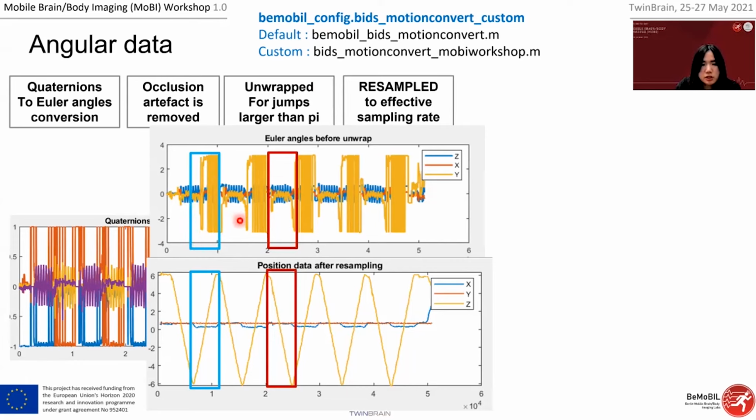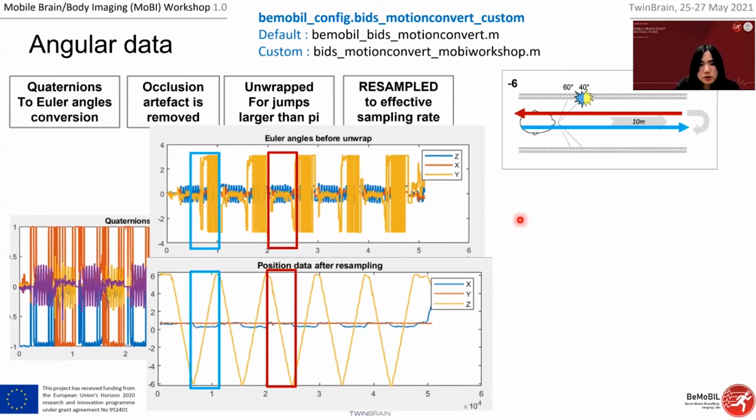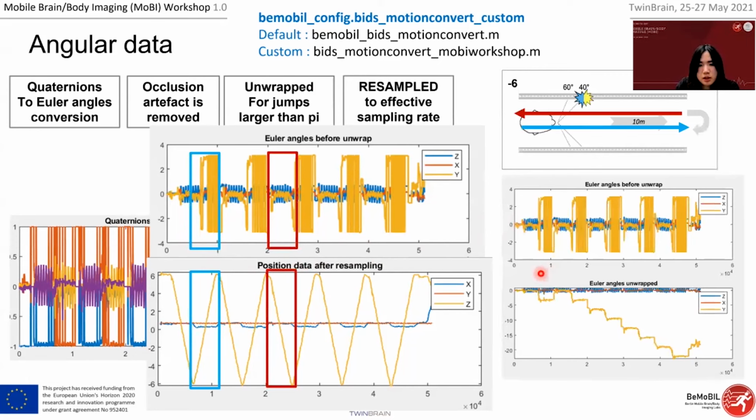So you can imagine that it will lead to similar problems as what we saw with occlusion artifacts. So what you can do is to unwrap the Euler angles, and unwrapping refers to removing these jumps by means of adding or subtracting 2 pi whenever there is a jump that is larger than a certain threshold. There is a MATLAB function that's used to do this called unwrap.